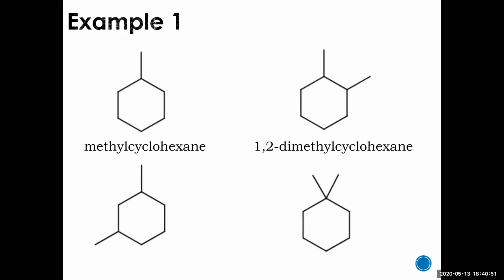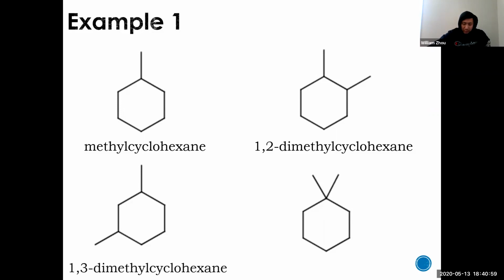1,3-dimethyl cyclohexane. Yes, exactly. Same as the previous one, instead of being 1,2, you are on 1,3. It's 1,3 because the 2 methyls are just 2 spaces away from each other. So if you label any one of them as 1, the other one must be 3. It doesn't matter which one you label 1 because you're going to get the same answer. It depends on which direction you count. You obviously count in the direction where you can have the smaller number.